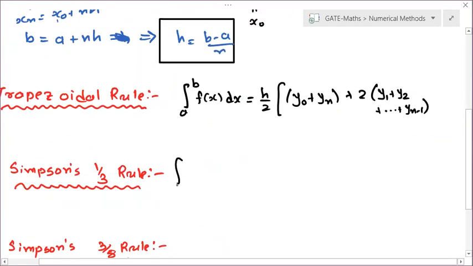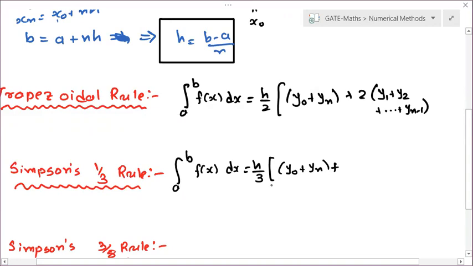So for that, integral a to b f of x dx is equal to h by 3 [y0 plus yn], plus 2 times I will take all the other numbers and 4 times I will take all the multiples of 3. No, sorry, that is for the case of 3 by 8, my mistake.